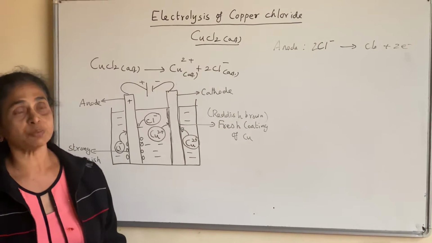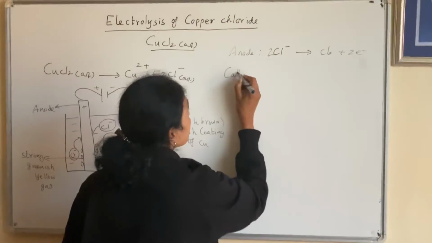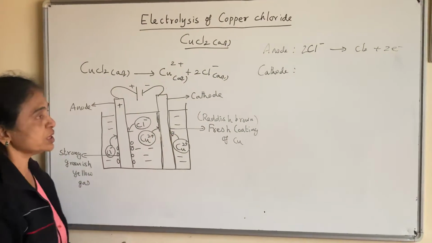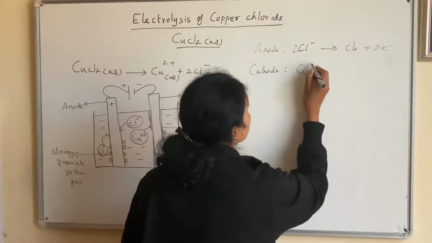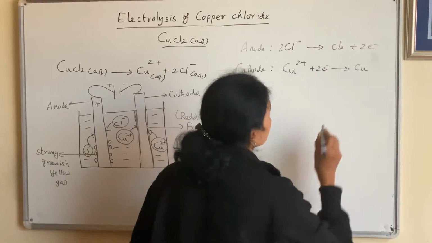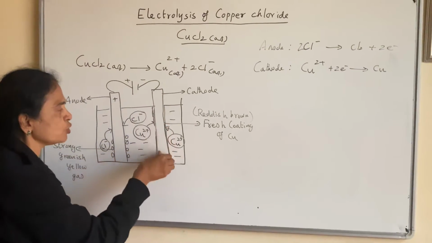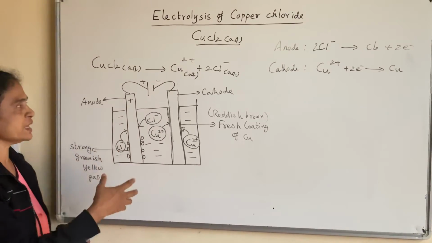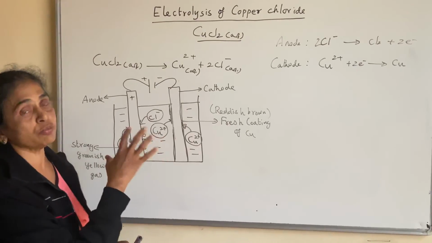So what is the gas that is produced? Cl2. Then what happens at the cathode? At the cathode, the Cu2+ ions go and accept the electrons that are given by Cl-. Cu2+ plus 2 electrons produces copper. This is what is happening here. That means there is a deposition of copper on the cathode and the evolution of chlorine gas at the anode. So this is an example of electrolysis.